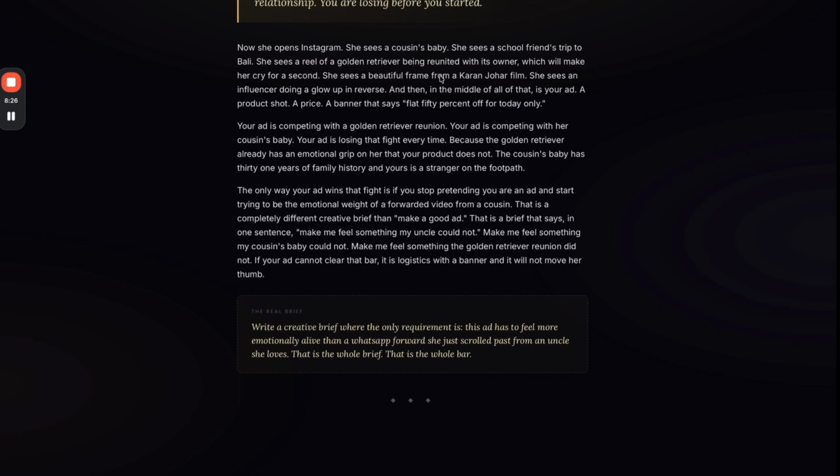Okay. So your ad is competing with a golden retriever reunion. Your ad is competing with a cousin's baby. Your ad is losing the fight every damn time. Because the golden retriever already has an emotional grip on her that your product does not. The cousin's baby has 31 years of family history and yours is a stranger on the footpath. The only way your ad wins that fight is if you stop pretending you are an ad and start trying to be the emotional weight of a forwarded video from a cousin.